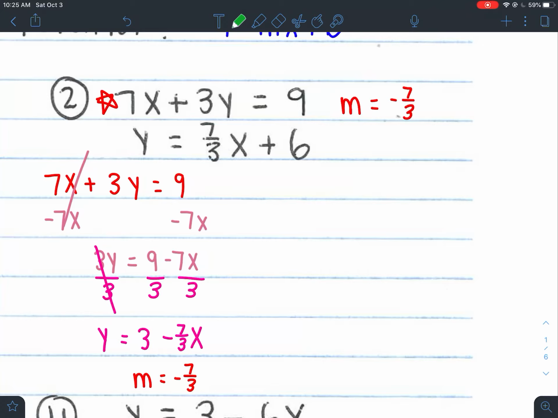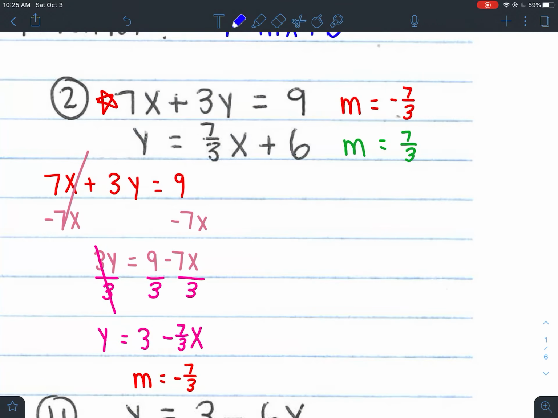Okay, well, moving on to the second equation, we have y equals 7/3 x plus 6. Now, do I know the slope of this equation without doing any work? Yes, I do, because it's in slope-intercept form. Y is by itself, it's in y equals mx plus b. So the slope here is going to be 7/3.